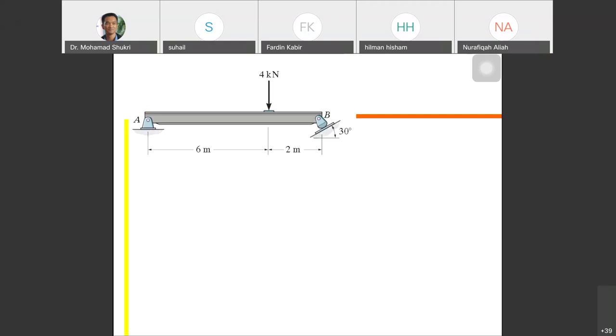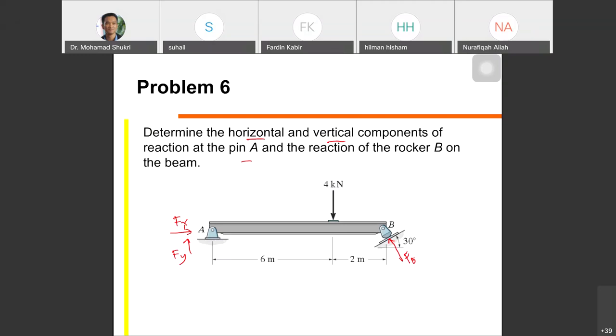Sorry, you should draw your FBD. So if you draw the FBD, I can draw here. Imagine that pin, you have AY and you have AX. So remember, for pin, you have two forces. For rocker, you only have one force. This is FB, right? And then this is 4 kilonewton, right? Is there weight? It's not telling you anything, so no weight.